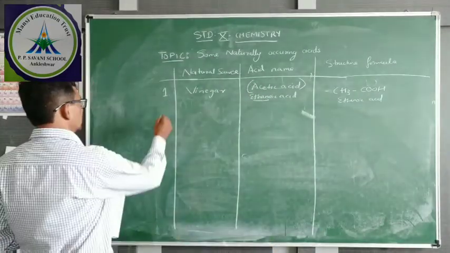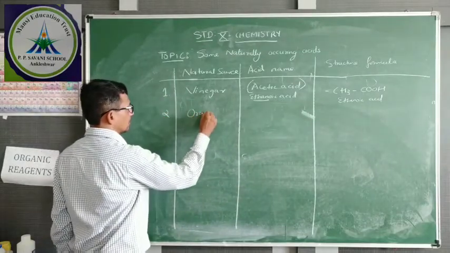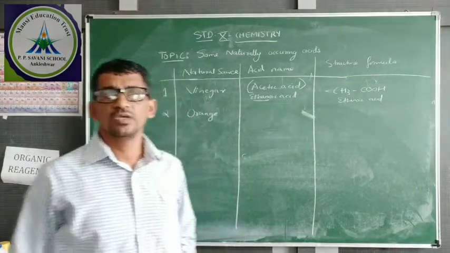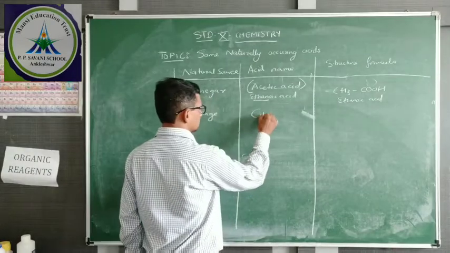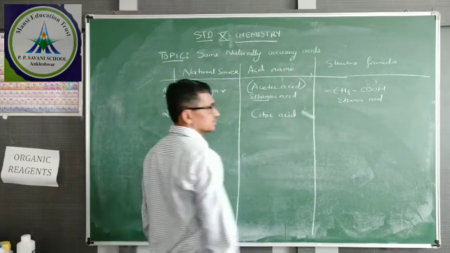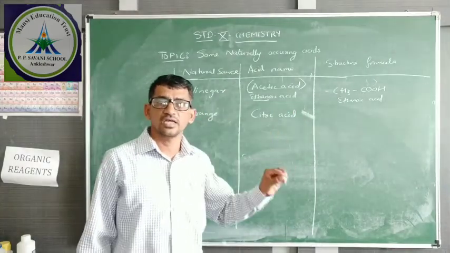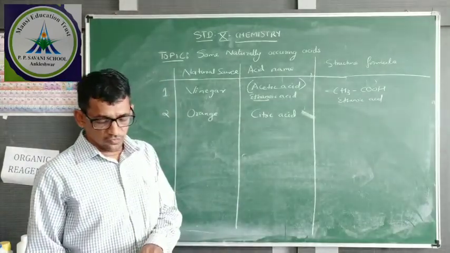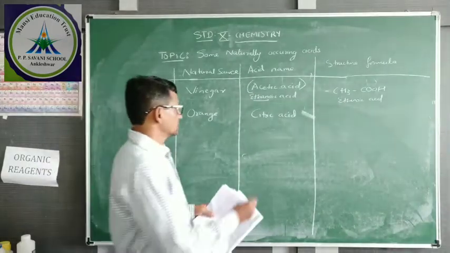Second example we take is orange. In orange juice we have citric acid. Citric acid means its taste is citrus, it tastes sour. The citric acid is a tricarboxylic acid.